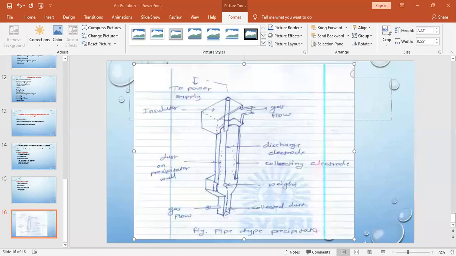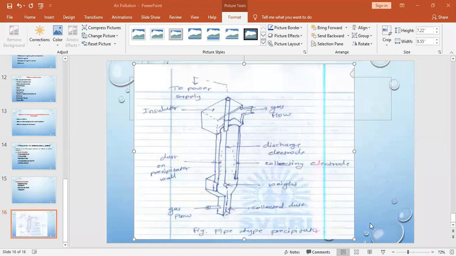So once again, good afternoon to all of you. Sorry, I have shared a PDF file instead of a PPT, so you will be able to see the figure properly.